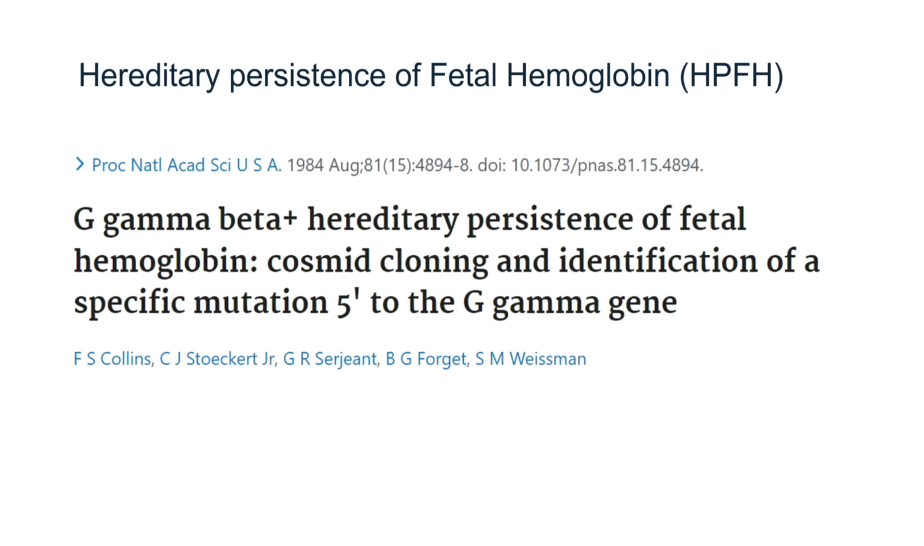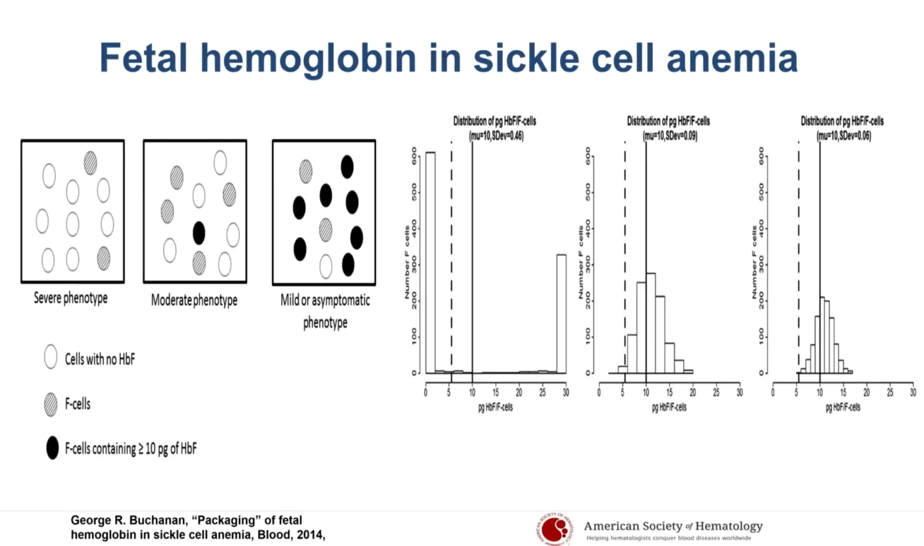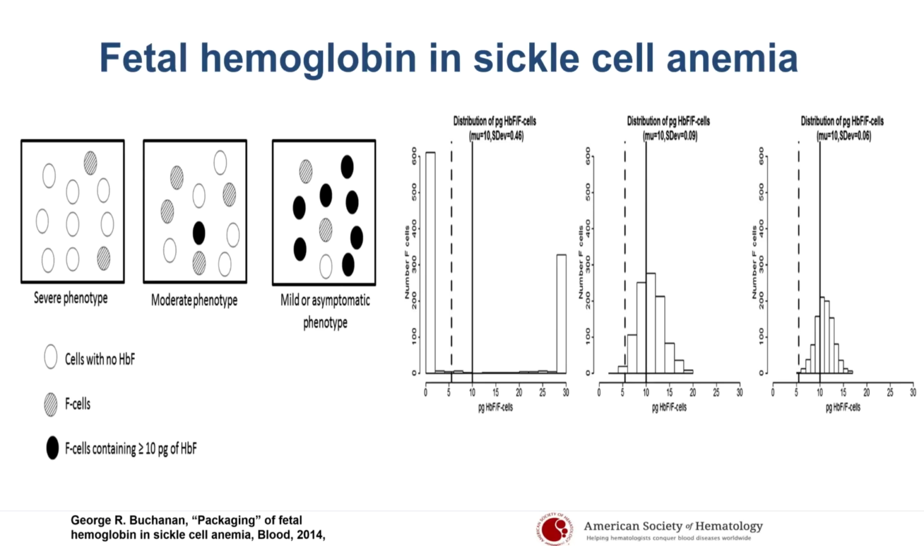And thanks to that astute observation by Dr. Francis Collins, who was the previous head of the NIH, back in 1984 he published what was really the initial paper about the persistence of fetal hemoglobin, which described that it can be protective in terms of phenotype. So if a patient has very few F cells that express fetal hemoglobin, they have a very severe phenotype. As they increase in their fetal hemoglobin, there is less sickling. And there is a magic number of 10 picograms per cell that seems to be protective of the cells.